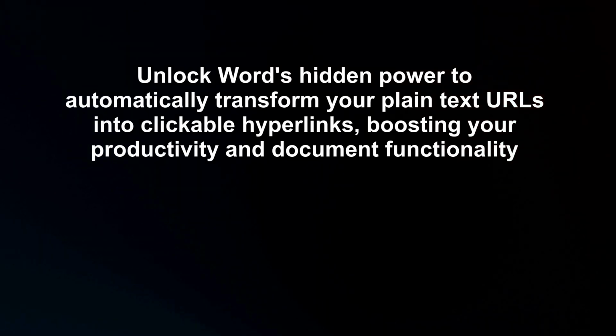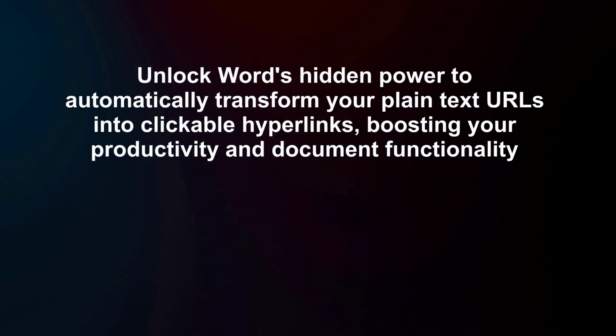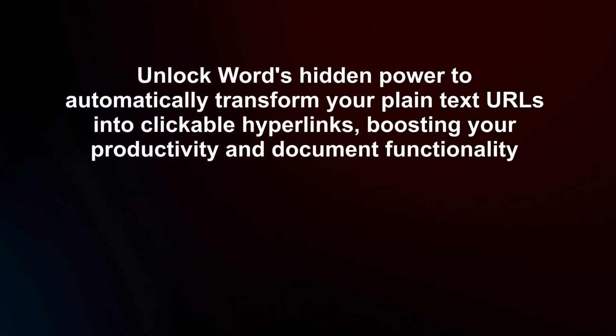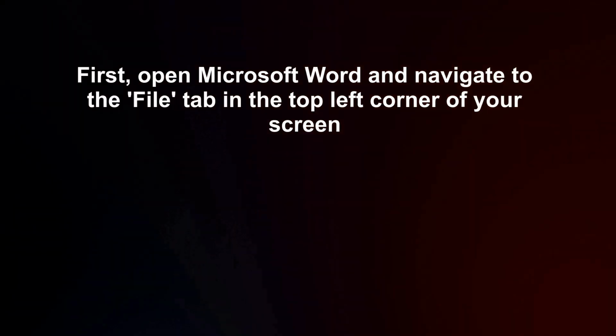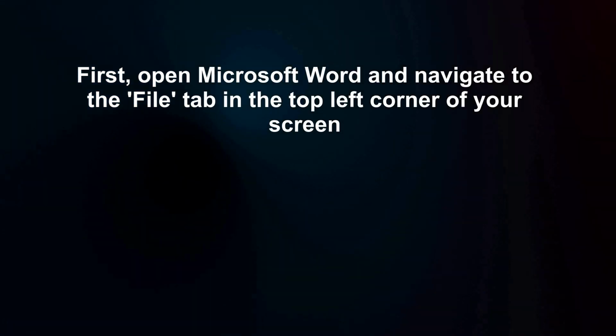Unlock Word's hidden power to automatically transform your plain text URLs into clickable hyperlinks, boosting your productivity and document functionality. First, open Microsoft Word and navigate to the File tab in the top left corner of your screen.